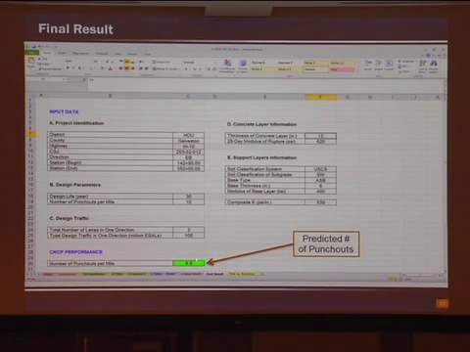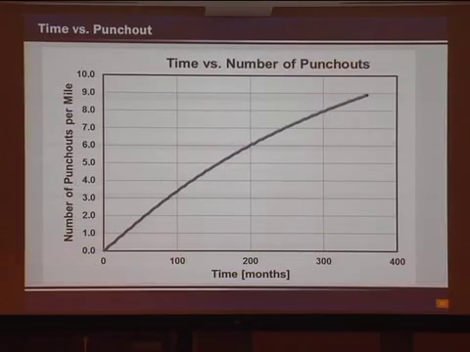If you get green, it means your design is adequate. If red, it means not. You have to re-input the trial slab thickness and rerun the program until the slab thickness meets the design criteria. This is a plot that gives you the number of punch-outs developing with time during the 30-year design period.